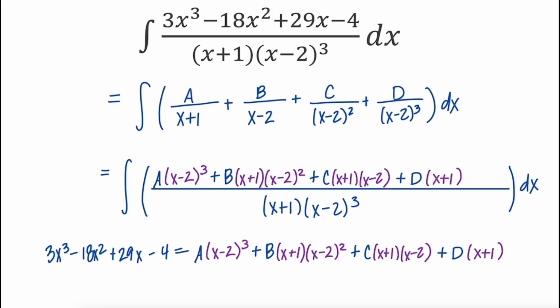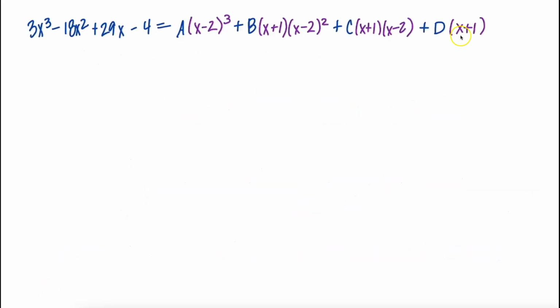Now here's our big equation, and we generally want to avoid going straight to a system of equations if we can help it. And even though we had a repeated linear term, we can still use the method of choosing an x value to zero out all but one term on the right-hand side.